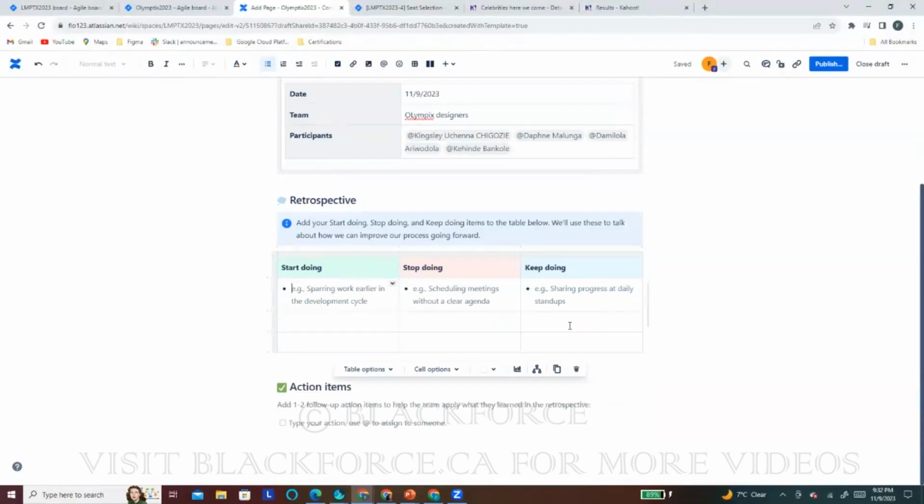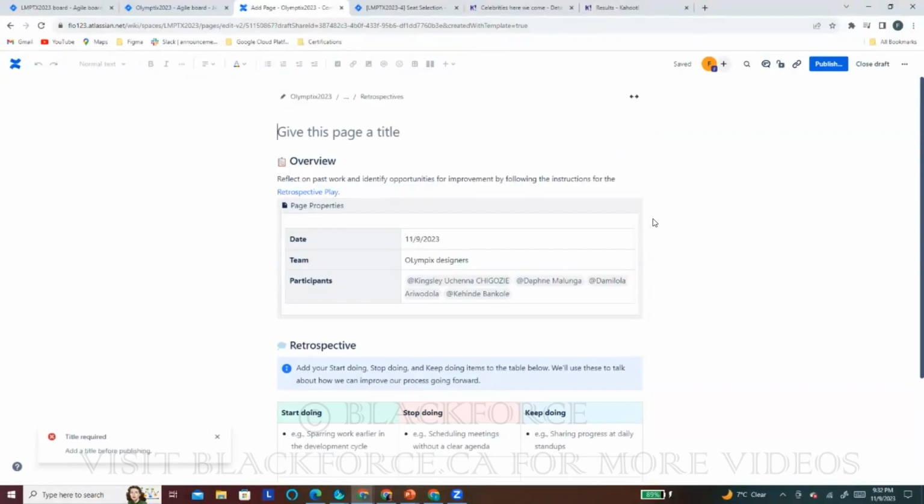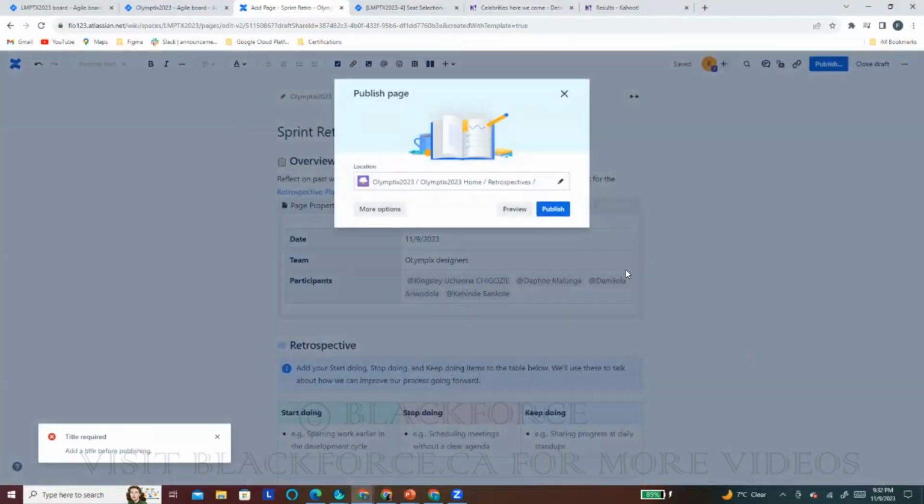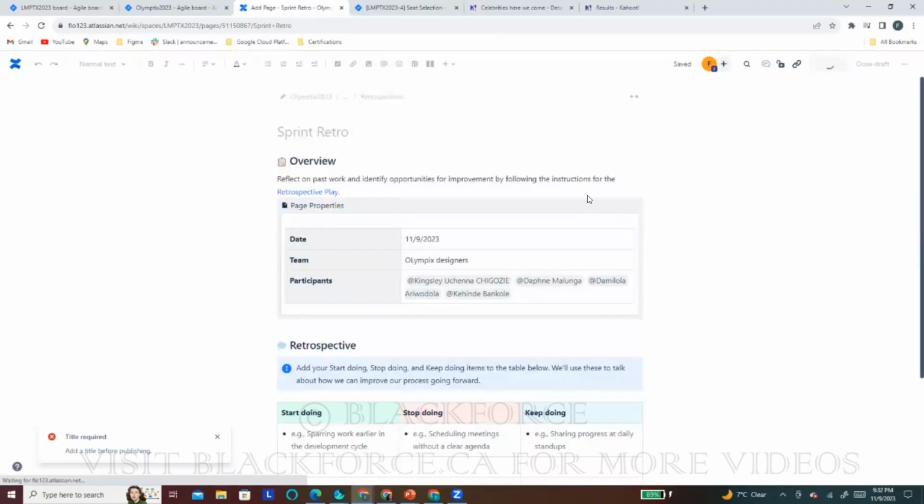Let's say if you use this, you update, you do the same thing, you generate insight and you put your action item here and you can assign it to people. Okay, so I'm going to publish that as well. Say I should add title, sprint retro. Okay, and you can publish. Okay, so you can do that as well.